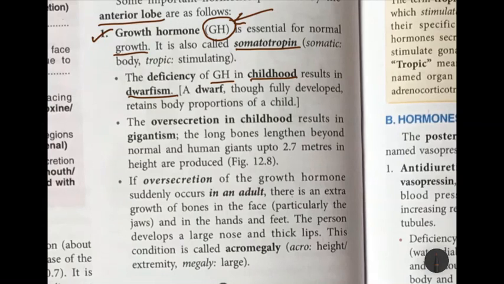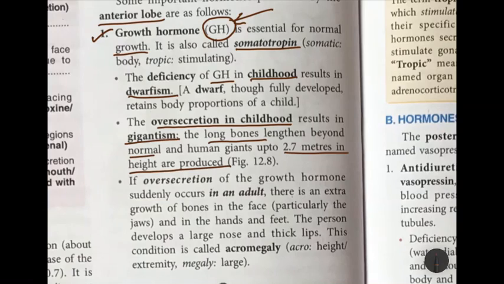Dwarfs are very short, but of course they are mentally properly developed, only the height does not increase. Now, if there is an over secretion in childhood, it results in gigantism. That is, a person will become very tall, because the long bones lengthen beyond the normal, and human giants up to 2.7 meters in height are produced.